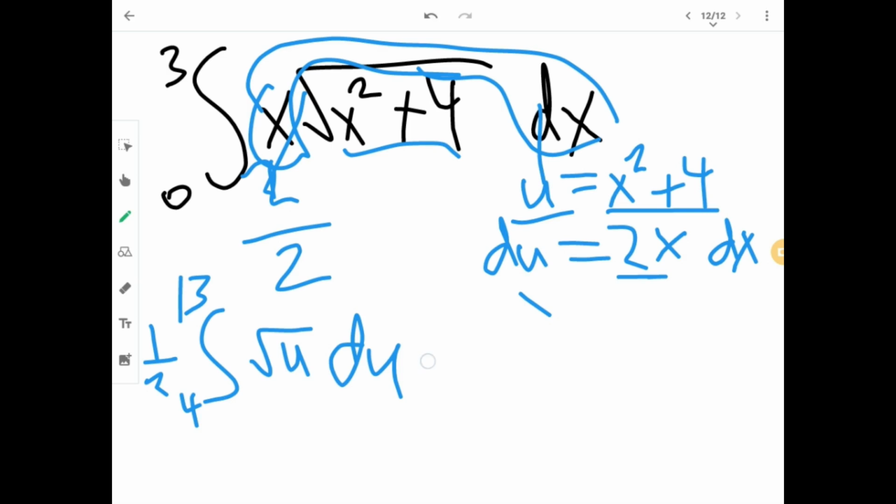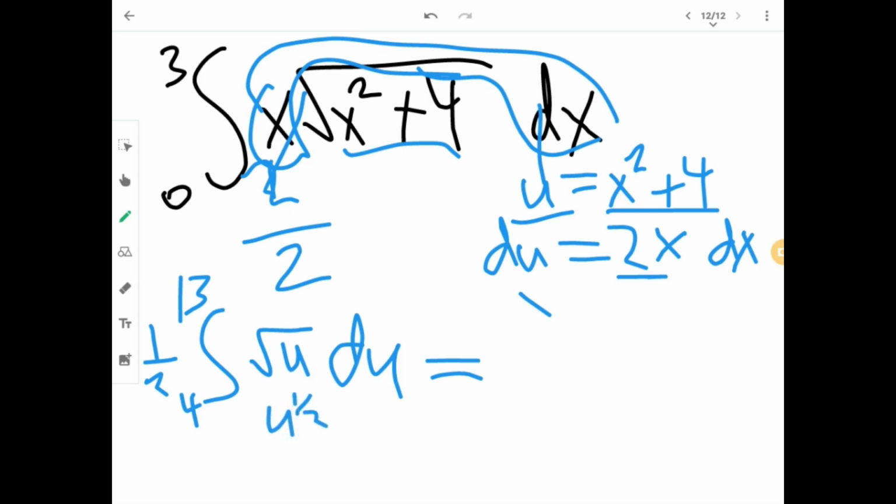Now, integral of root u. u is just a variable like x now. You don't have to treat it differently. That's because you changed the bounds. Otherwise, you'd have to put the x squared plus 4 back in if you didn't change the bounds, but you did. So, root u is u to the power half.